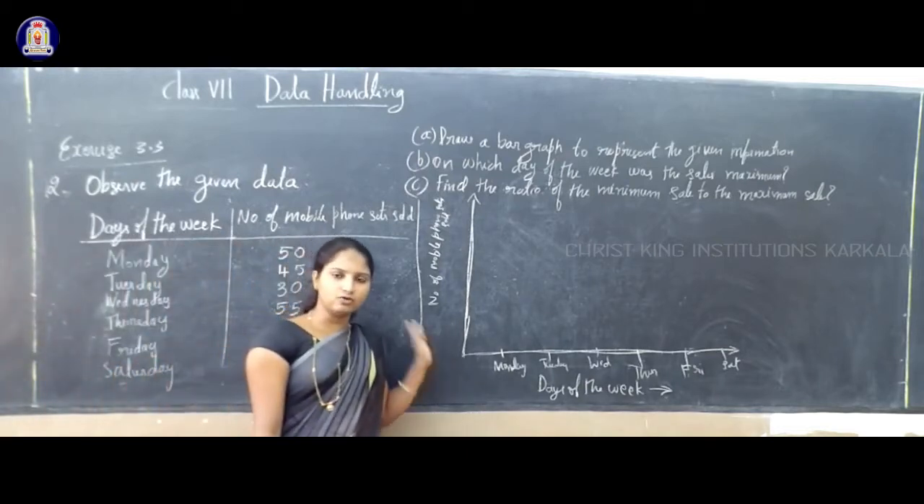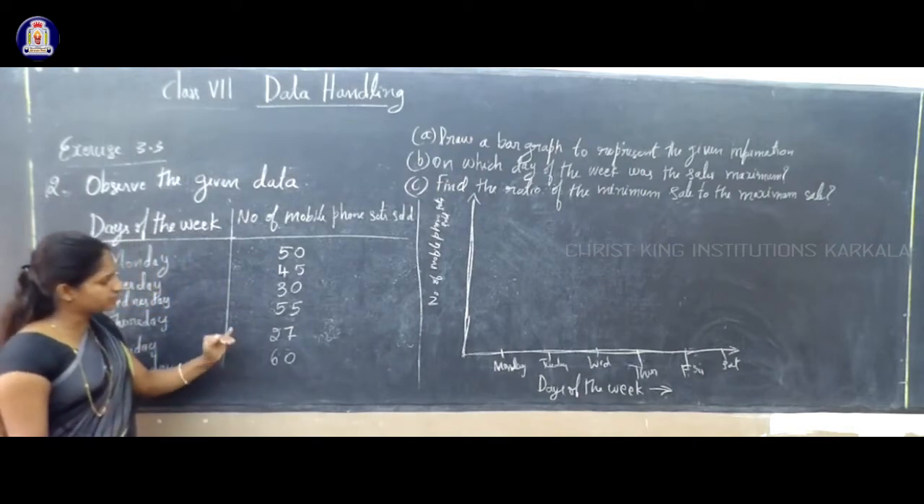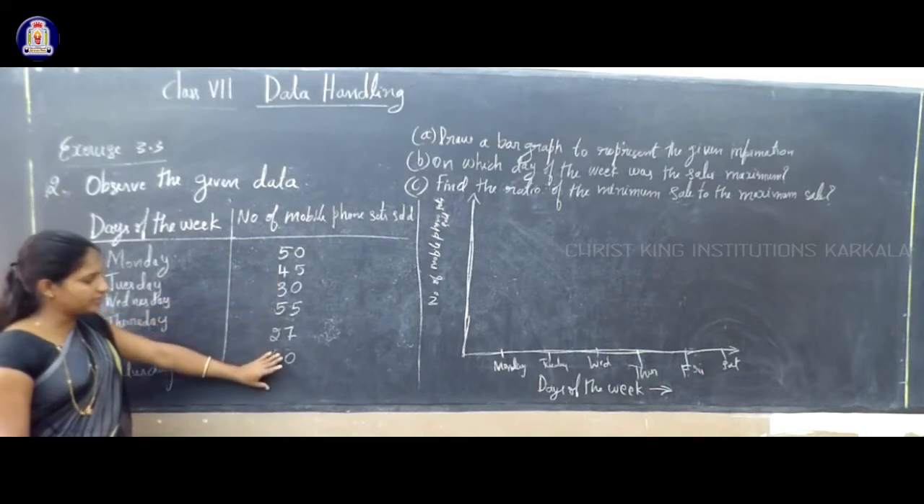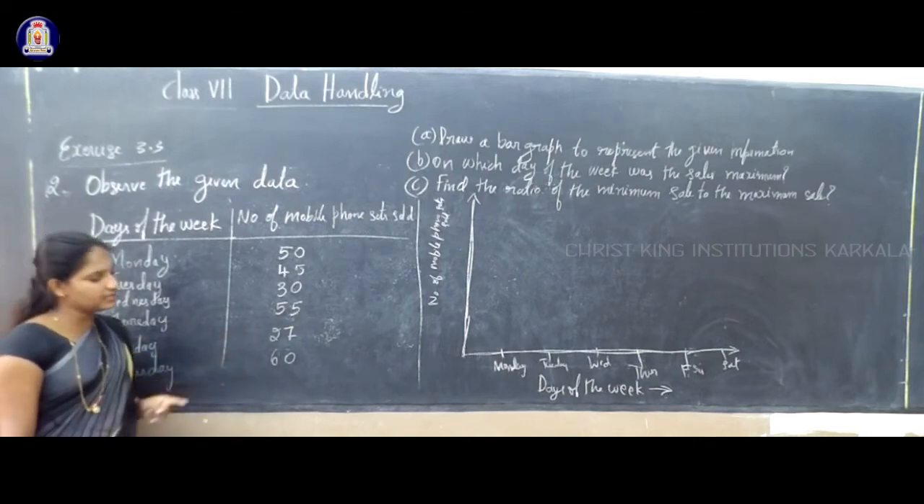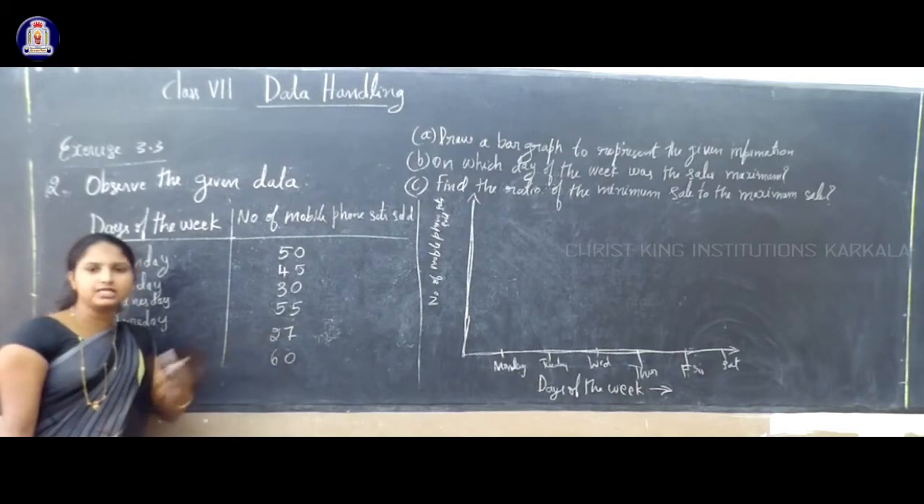So in this, how to write that? See, first you have to find the minimum, the smallest number, and the greatest number. The smallest is 27 and the greatest is 60. The maximum number is 60 and the minimum number is 27.